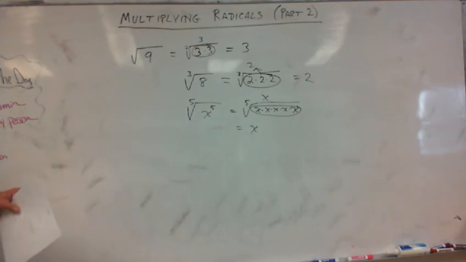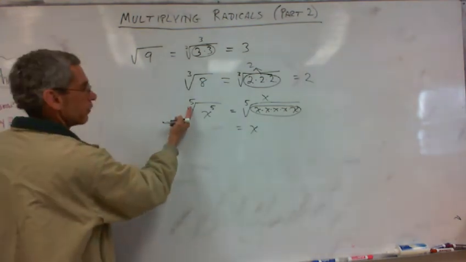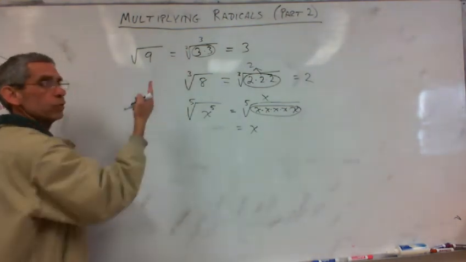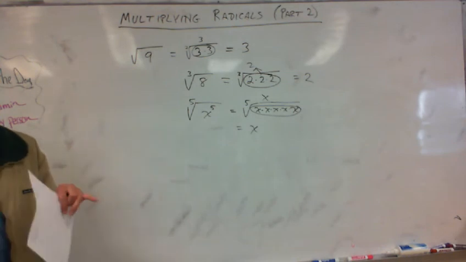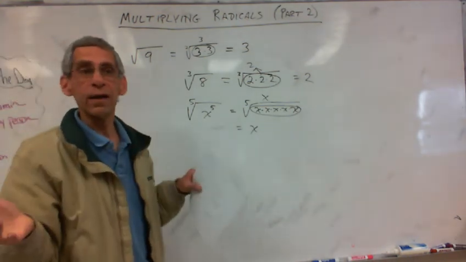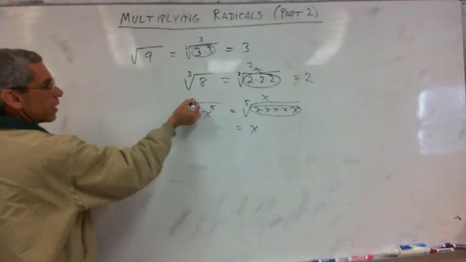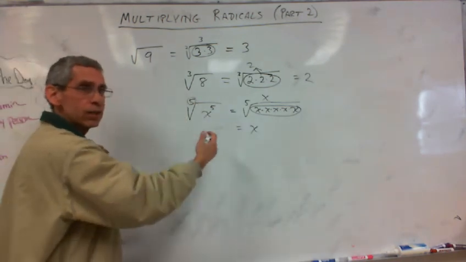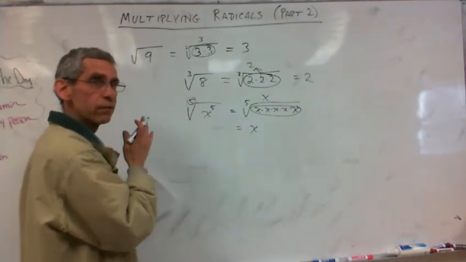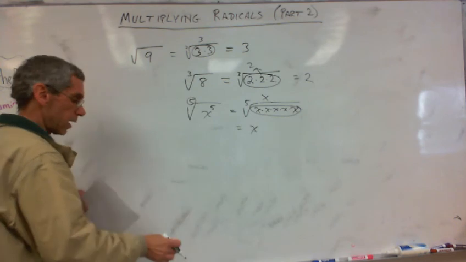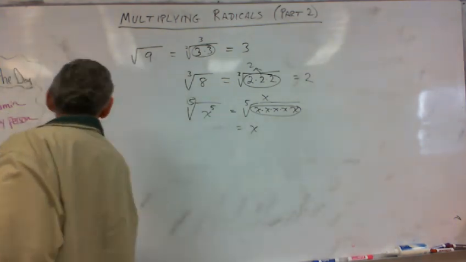Does that make sense? So these are fifth roots, third roots, cube roots, tenth roots. They're all radicals, right? This number tells you how many of the same thing you have to have before they can come out as one of them. Does that make sense? Okay, so that's radicals. That's why we call them radicals.